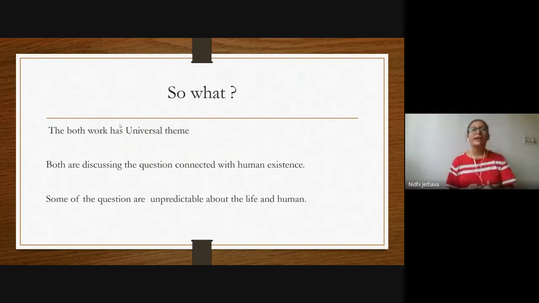And as both characters are waiting for salvation or waiting for Godot, in the same way, we are waiting for something, but we don't have an idea about that. So it is a question about human life. And thank you.